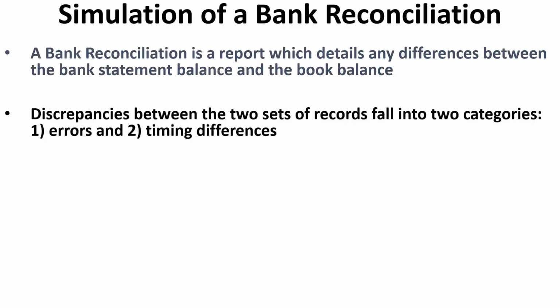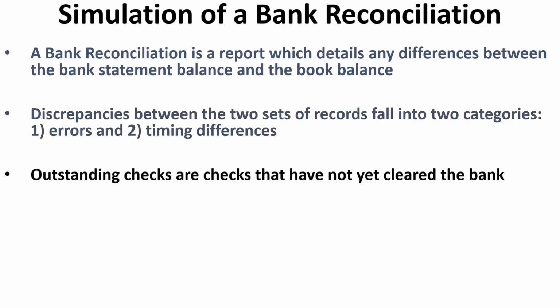Discrepancies between the two sets of records fall into one of two categories: errors and timing differences. Errors can be made by either the company or the bank and often are not discovered until the bank reconciliation report is prepared. Timing differences deal with transactions that have been recorded by the bank but not by the company, and vice versa. An example of a timing difference is an outstanding check.